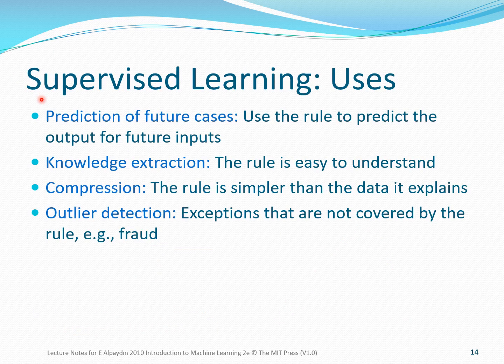These are the uses of supervised learning. Number one, in prediction of future cases, which use the rule to predict the output for future inputs. Used in knowledge extraction, where the rule is easy to understand. In compression, the rule is simpler than the data it explains. And in outlier detection, exceptions that are not covered by the rule. Example, fraud.